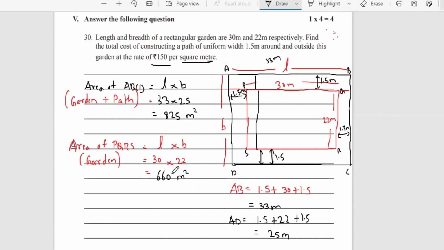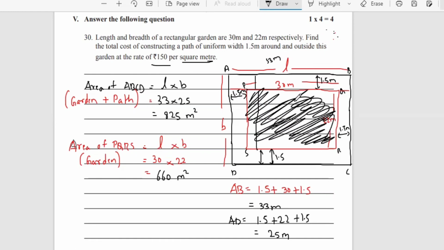Now they're asking the cost of just constructing a path. So what we're going to do, from the big rectangle, we subtract the small rectangle. Our big rectangle is ABCD and small rectangle is our garden, that is PQRS. The big rectangle ABCD, this PQRS portion, we are going to remove it. So if you remove the inner rectangle, what will be remaining? The area will be remaining just of the path.